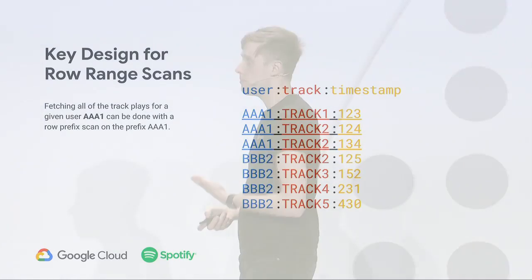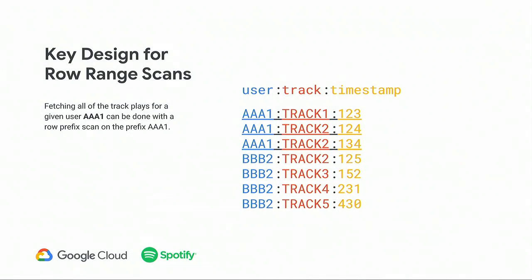And then if I want to do a range scan and find out exactly when this user has listened to all these tracks, well, I ask Bigtable to range scan AAA1. Give me all the rows that start with this value. And it gives me back hundreds, maybe thousands, maybe tens of thousands of rows. And each row contains both that user ID and the track they've listened to and the time they listened to that track.